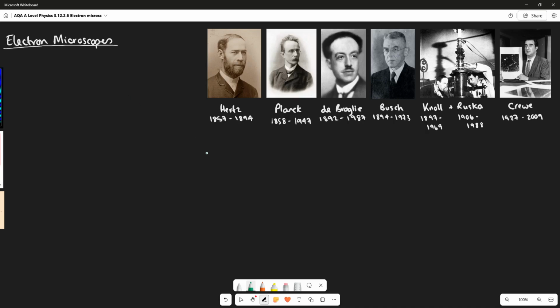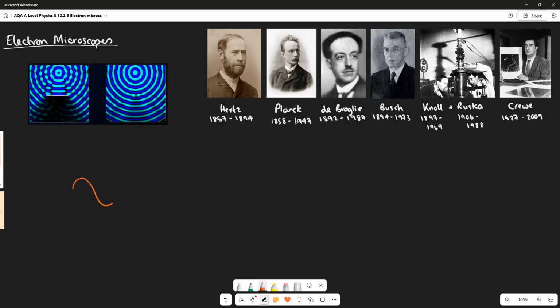In 1892, Hertz was the first person to pass electrons through a thin sheet of metal. Planck's contribution of the equation that shows the quantization of energy helped contribute to de Broglie's discovery of the de Broglie wavelength, which helped us to understand that objects with mass, such as particles, can have a wavelength.